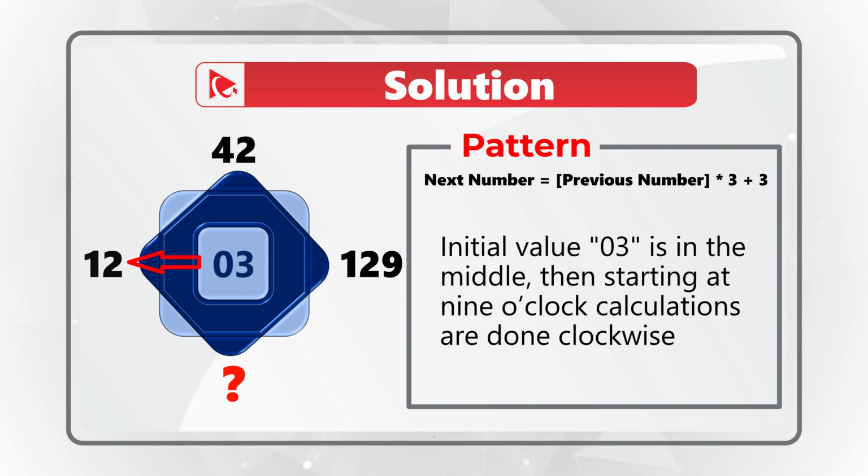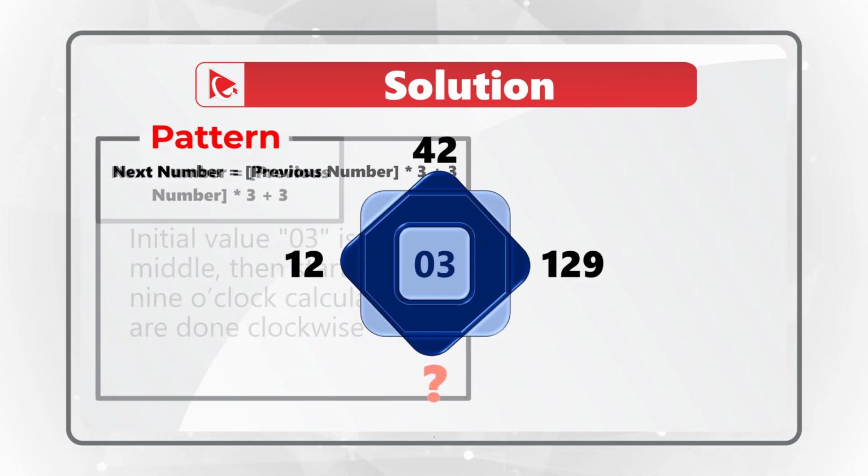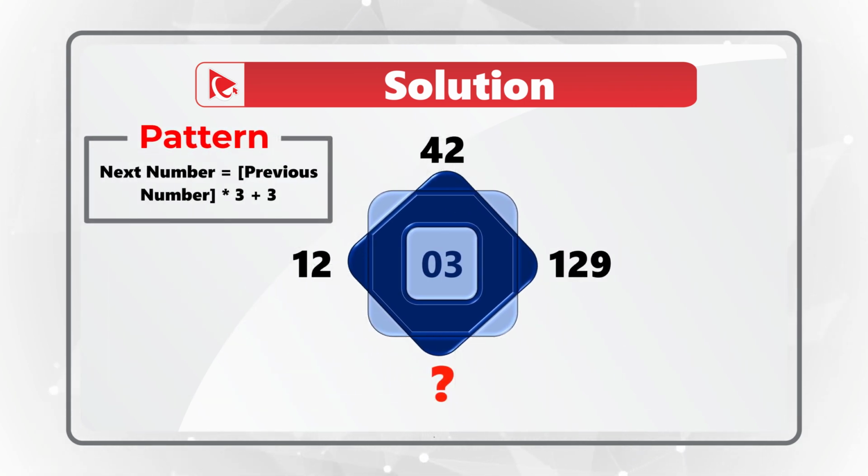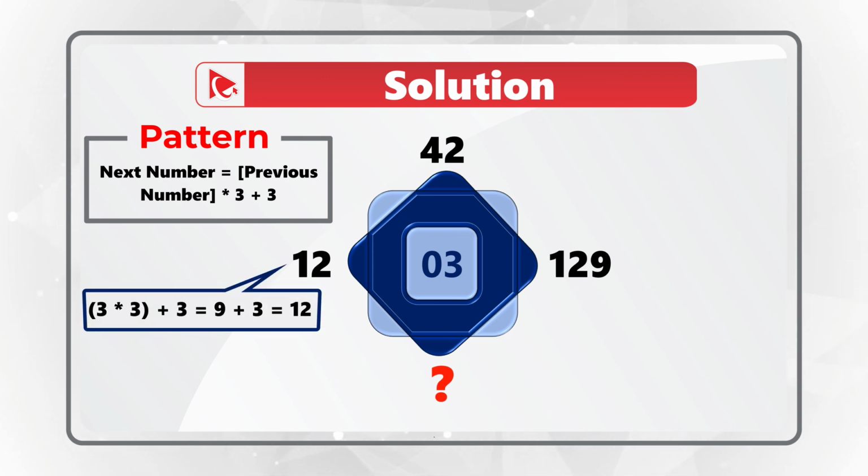Then we start the calculations at 9 o'clock. The first number is 12, then the next number is 42, the following number is 129, and then comes the missing number. Let's look at the specific calculations. 9 o'clock calculation. 3, which is the initial number, multiplied by 3 plus 3. 9 plus 3 equals 12.